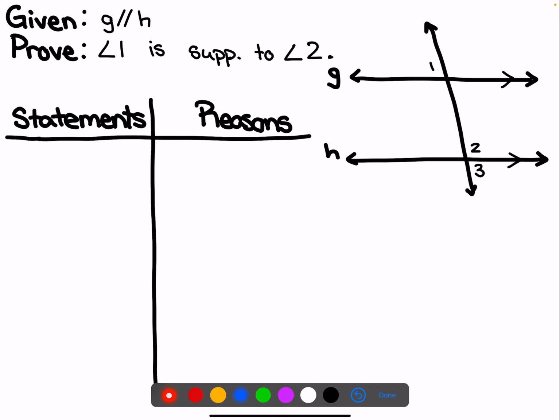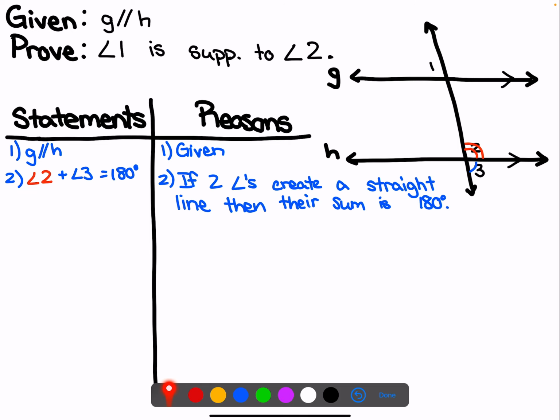Go ahead and pause the video and try out this proof if you'd like, and then we'll be going through it together. All right, so first up on this proof, we know that G is parallel to H. That's given to us, so that's what we can start with. From here, if I look at angle 2 and angle 3, they form a straight angle. So therefore, these two angles are supplementary. So I can say angle 2 plus angle 3 is equal to 180 degrees.